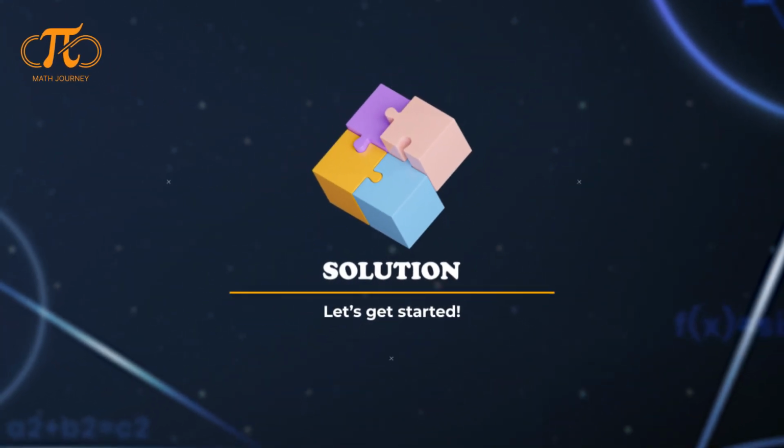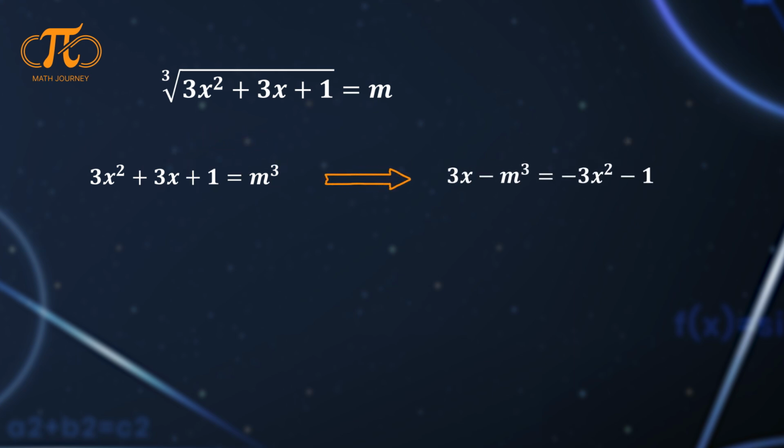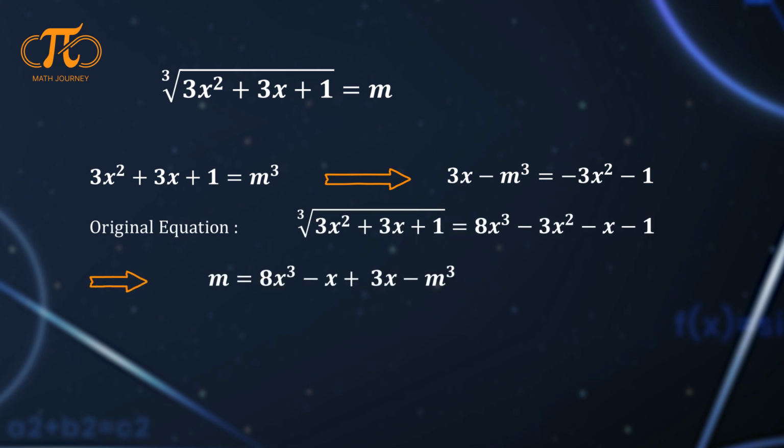To solve this equation, let's start by defining m as the cube root of 3x squared plus 3x plus 1. Cubing both sides gives us 3x squared plus 3x plus 1 equals m cubed. According to the right side of the original equation, we will arrange this equation to have minus 3x squared minus 1 on one side. Now, by substituting m back into the original equation, we have m equals 8x cubed minus x minus m cubed. If we rearrange it, we get m cubed minus 8x cubed plus m minus 2x equals 0.